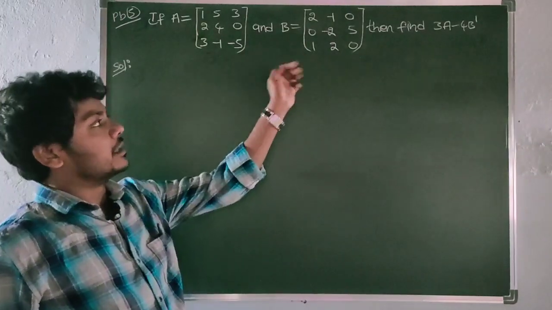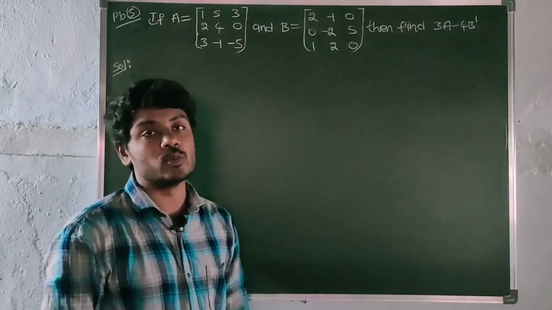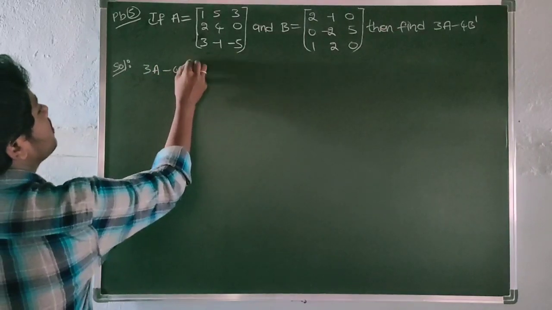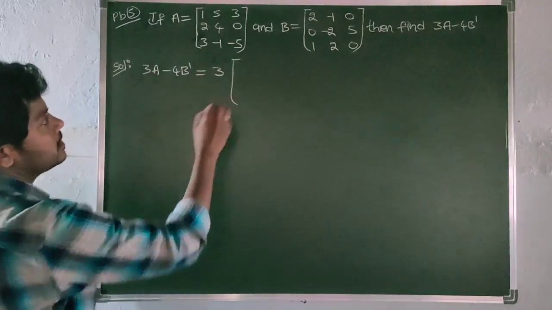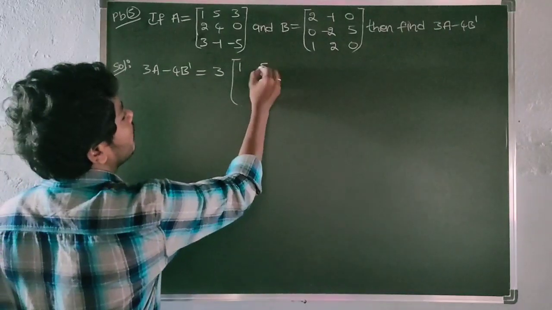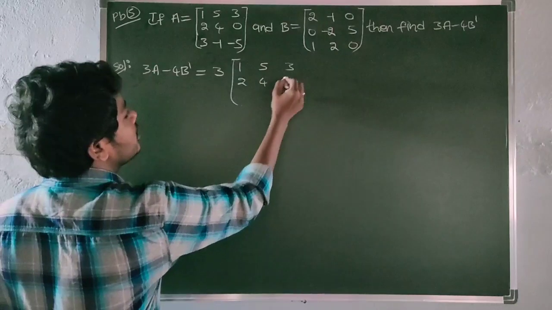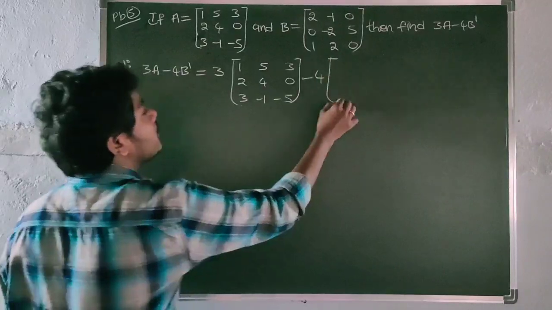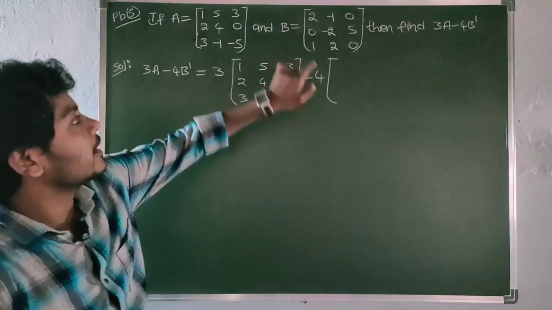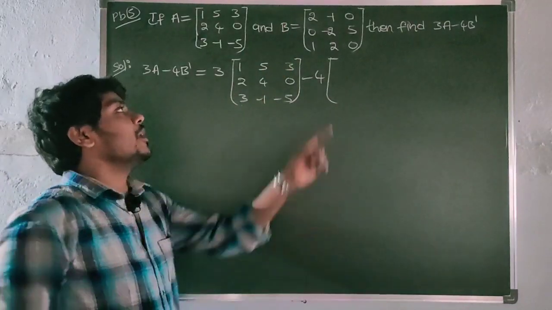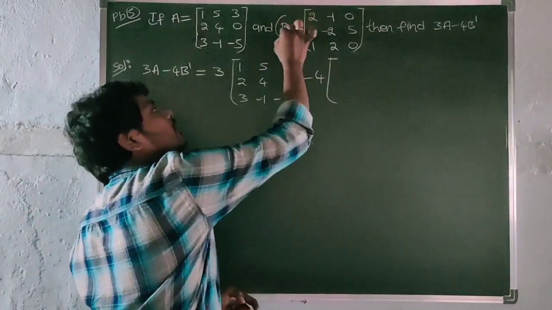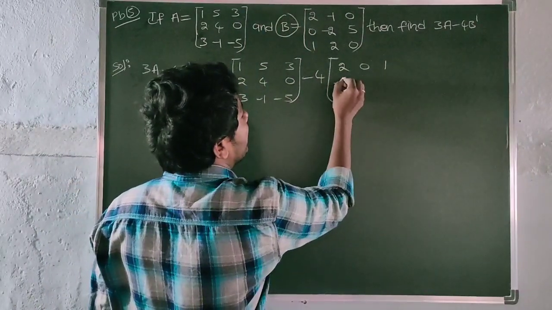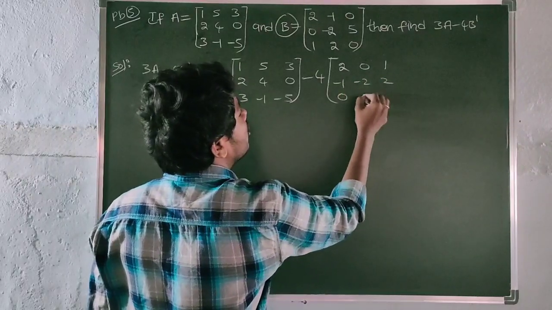So see our next problem. A and B are two matrices. Then find 3A minus 4B transpose. So see here, 3A minus 4B transpose. So 3 into matrix A, what is that? 1, 5, 3, 2, 4, 0, 3, minus 1, minus 1. Minus 4 into B transpose. So what is that? Transpose of matrix B. We have to interchange the rows and columns of matrix B. So that is 2, 0, 1, minus 1, minus 2, 2, 0, 5, 0.